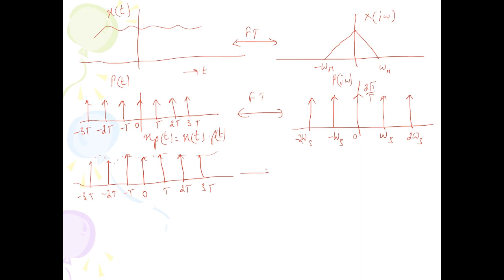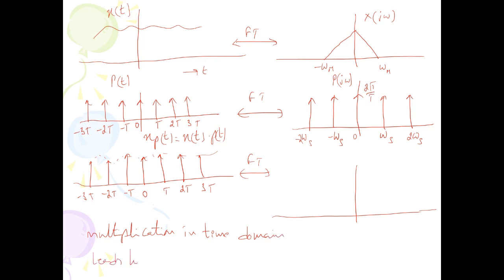Now here, whenever we get x p of t by simply multiplying x of t and p of t, the multiplication in time domain leads to convolution in the frequency domain. So while converting this into the frequency domain, we need to convolve X of j omega with P of j omega.